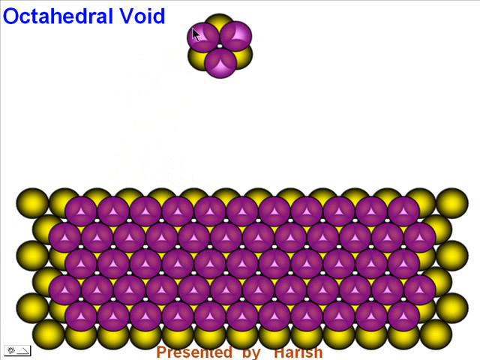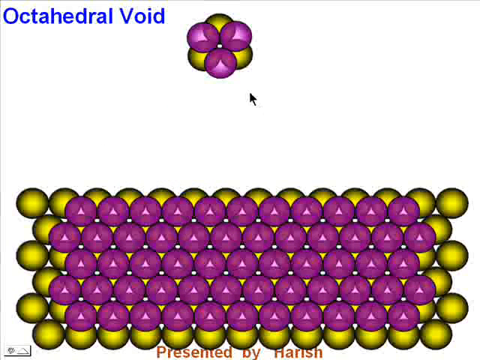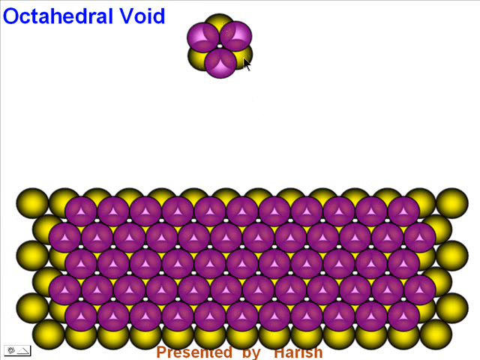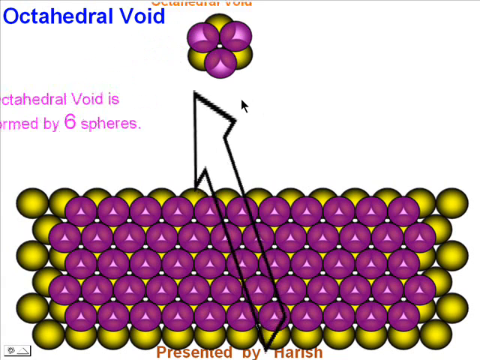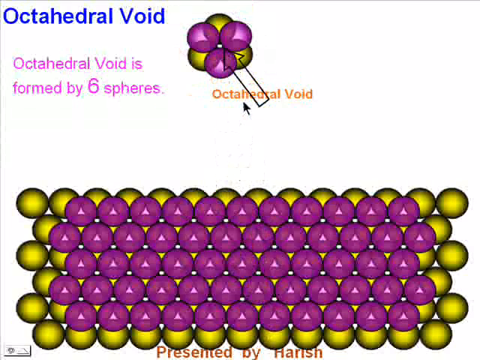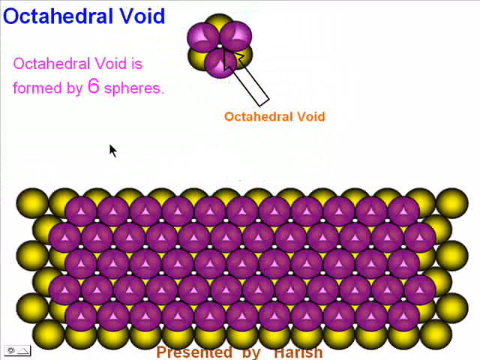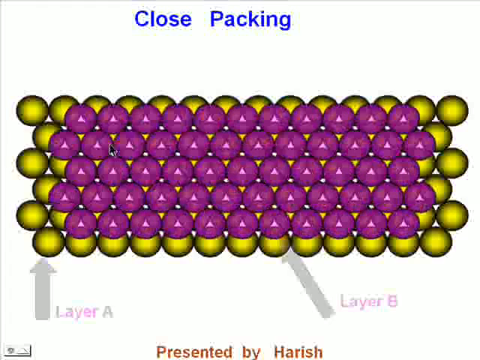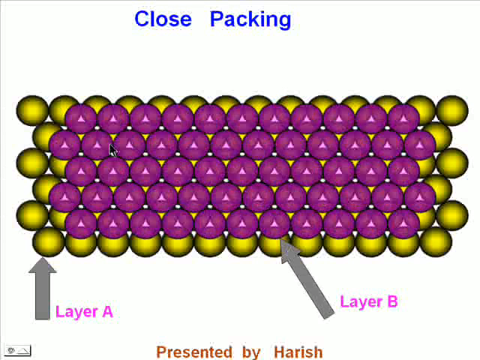So how many atoms are there? There are six atoms forming it, and look here. The centers of these yellow spheres are in a different plane from the centers of these red spheres. So this is one layer above the other layer. This is an octahedral void. I have a layer A and a layer B.